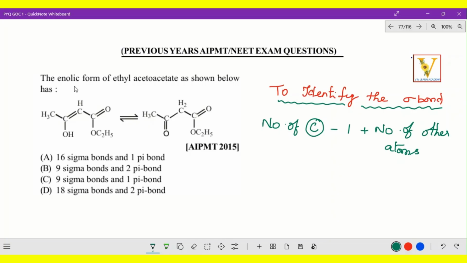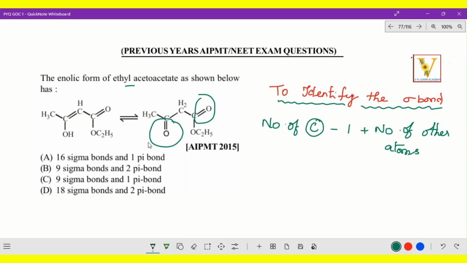The enolic form of ethyl acetoacetate is shown below. In that you have to identify how many sigma bonds and how many pi bonds there are. As you look at the compound, you will get two pi bonds. It is mandatory. Two pi bonds are there, one on each side. So nothing to worry about that. But when we go for sigma bonds, you have to consider each and every bond, that means each and every atom which is attached to that carbon.